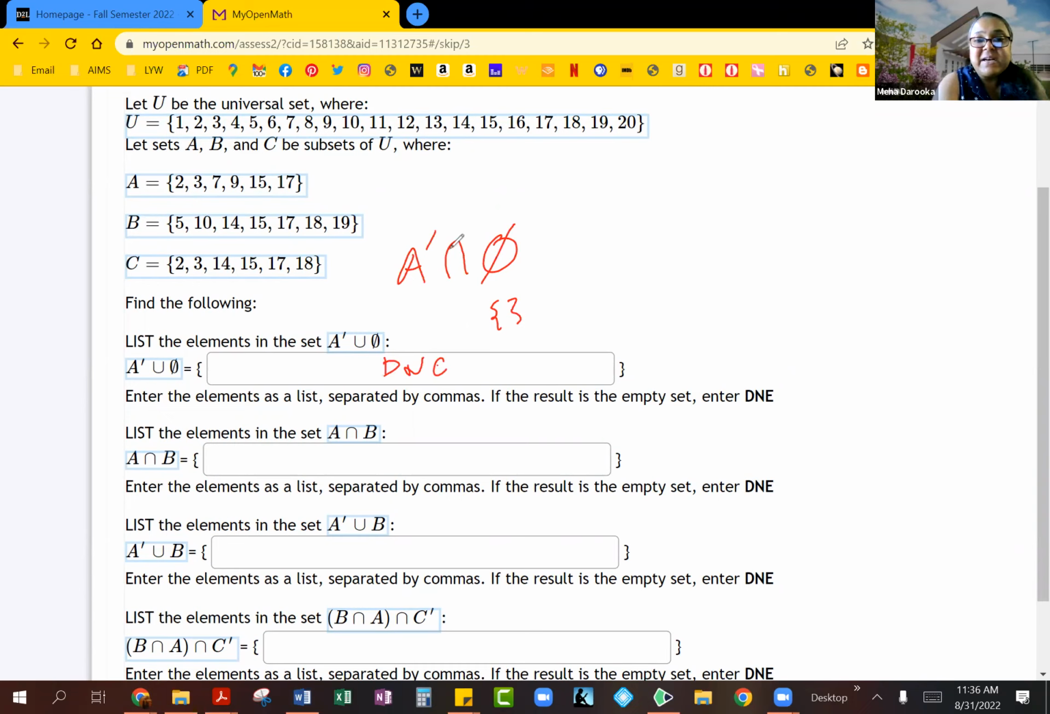But because this is a union, and a union basically means take everything you have in set 1, combine it with everything you have in set 2, and put it all together. So even though this guy is not bringing anything to the party, you basically have all the elements from A complement, which will go in here.